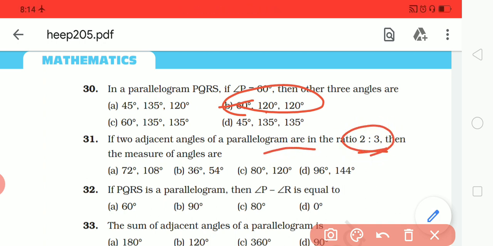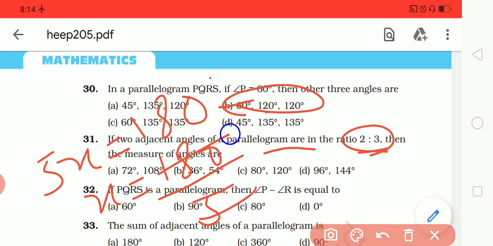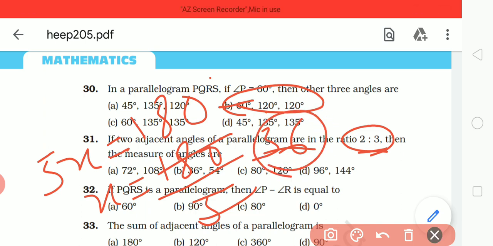If the adjacent angles of the parallelogram are in the ratio 2 to 3, find the measurement of the angles. So these are adjacent angles. So 2x plus 3x, 5x, equal to 180 degrees. Sum of adjacent angles is 180 degrees in the parallelogram. So divided by 5, 5 3s are 15, 5 6s are 30. So this is 36 degrees. So this is the value of x only.